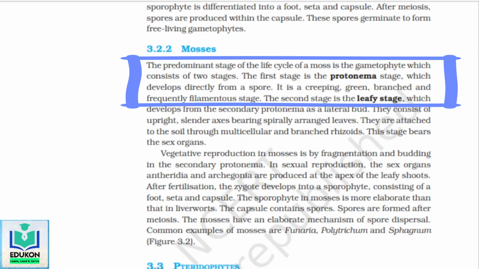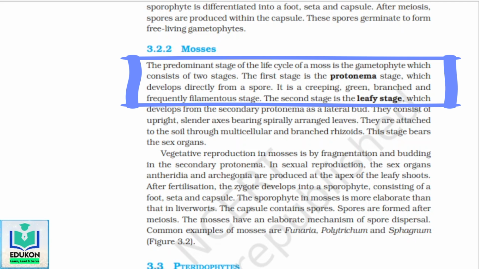This is important. The second stage is the leafy stage, which develops from the secondary protonema as a lateral bud. The earlier stage is the filamentous stage. The leafy stage consists of an upright, slender axis bearing spirally arranged leaves. They are attached to the soil through multicellular and branched rhizoids. This stage bears the sex organs.